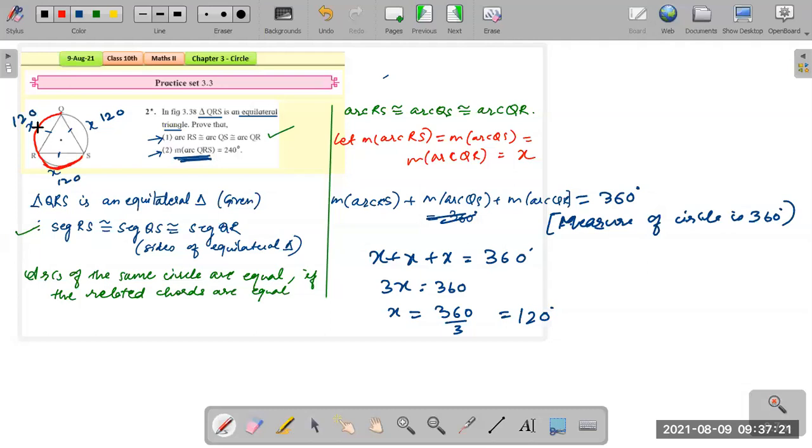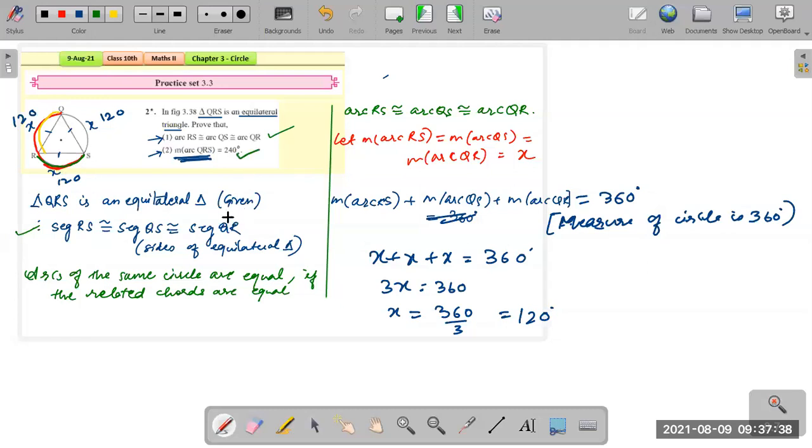So QRS, this part, we can simply say that adding up QR and adding up RS, we will get the total length that is equal to 240 degrees. Adding 120, 120, we get 240 degrees. And that is how we can prove the second part.